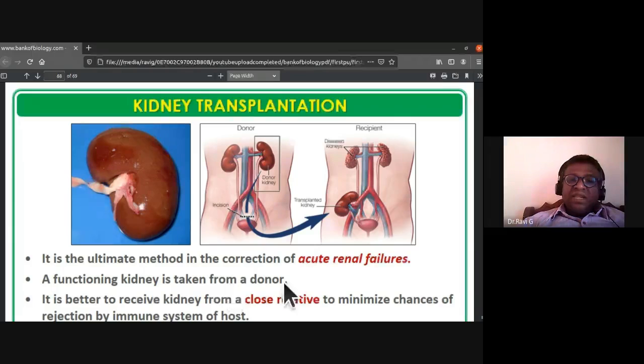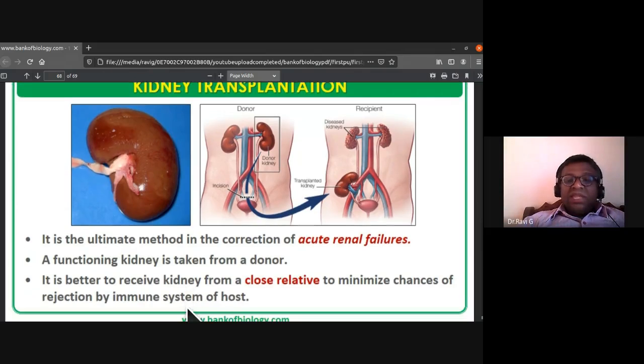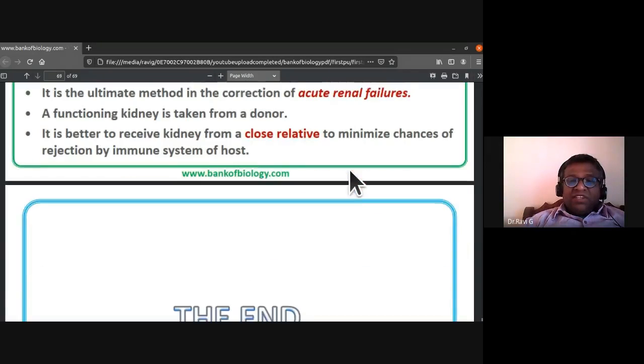A functioning kidney is taken from a donor. It is better to receive a kidney from a close relative to minimize the chances of rejection by the immune system of the host.